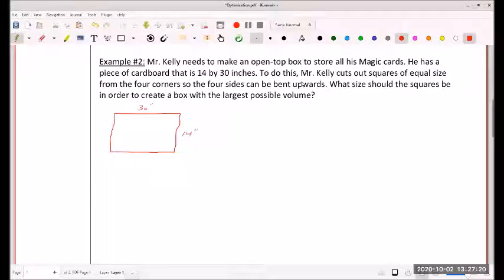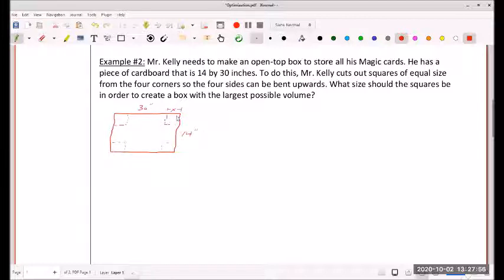So to make his open top box, Mr. Kelly cuts out squares of equal size from the corners. So he's going to cut these corners out. They'll be an equal size. And then you can just fold each of these sides upward to form his box. What size should the squares be in order to create a box with the largest possible volume? Okay, so what we'll do is we'll label this little distance here x. And since this is a square, it has a width of x and a length of x.